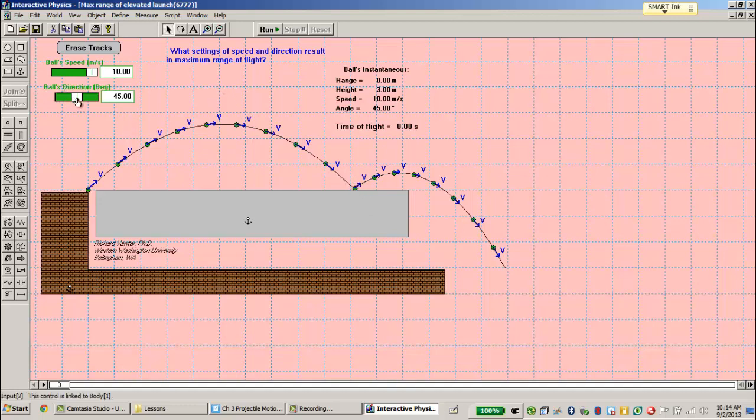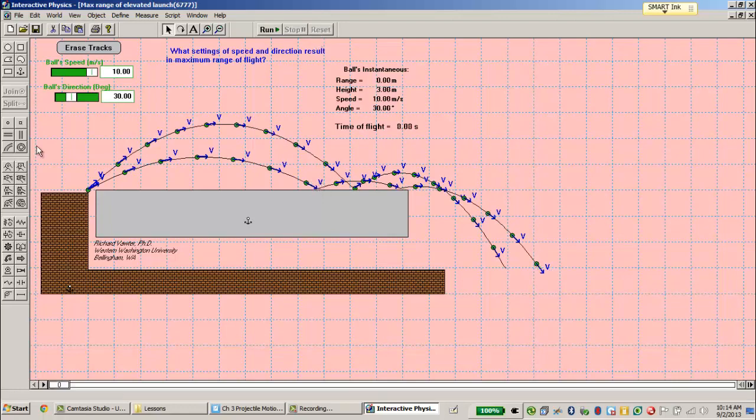Now I can change the angle. I don't have very good control over this, so bear with me. Ooh, almost got it. If I try to get this down to 30, which will probably take about half an hour. Let's see. Okay, good. There's 30. So I'll hit run. It will now launch at 30, and you can see that the range for 30 is less than the range for 45.